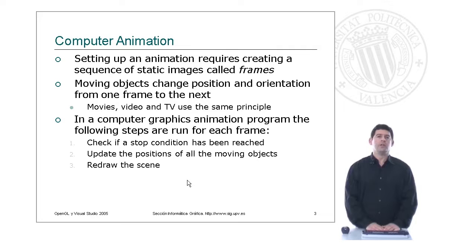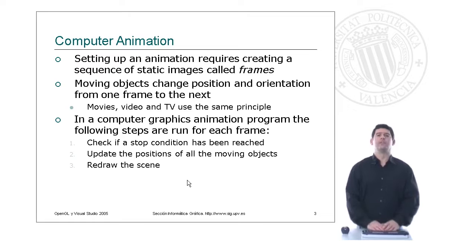Computer animation is made by doing the following. First, you have to create a sequence of static images called frames. These frames include moving objects that change position and orientation from one frame to the other. This is the same technique that is commonly used in movies, video, and TV.